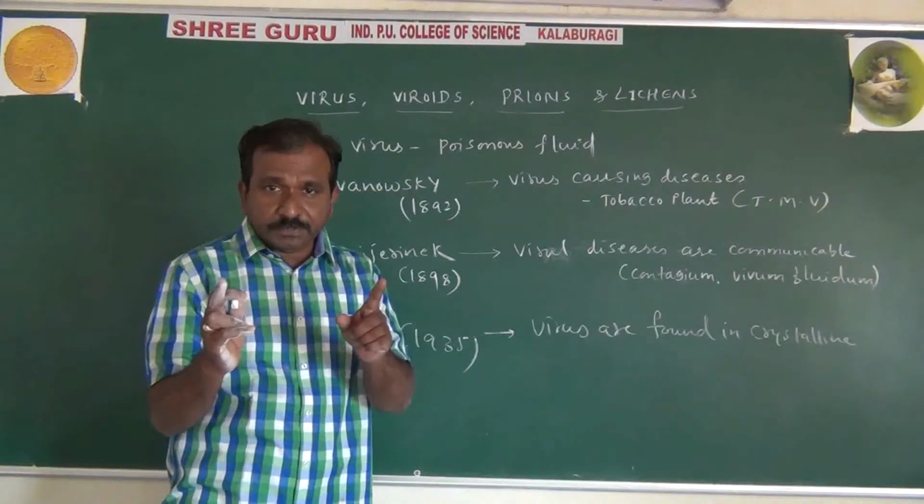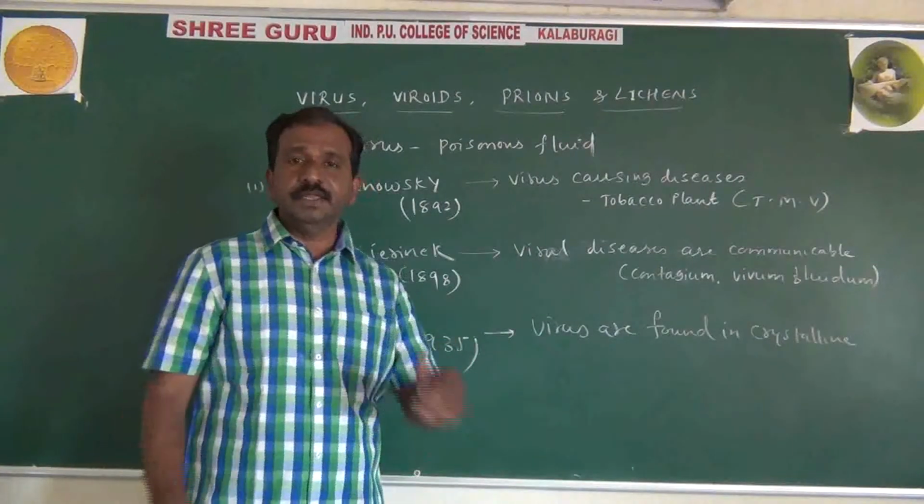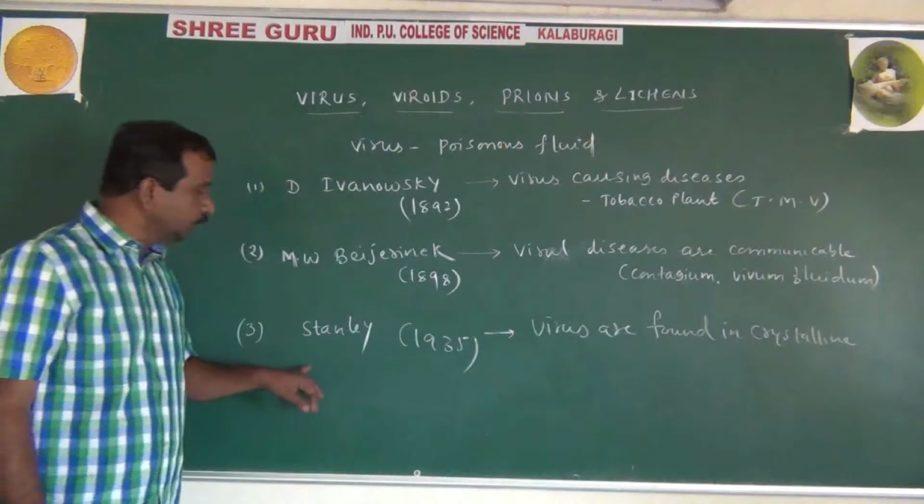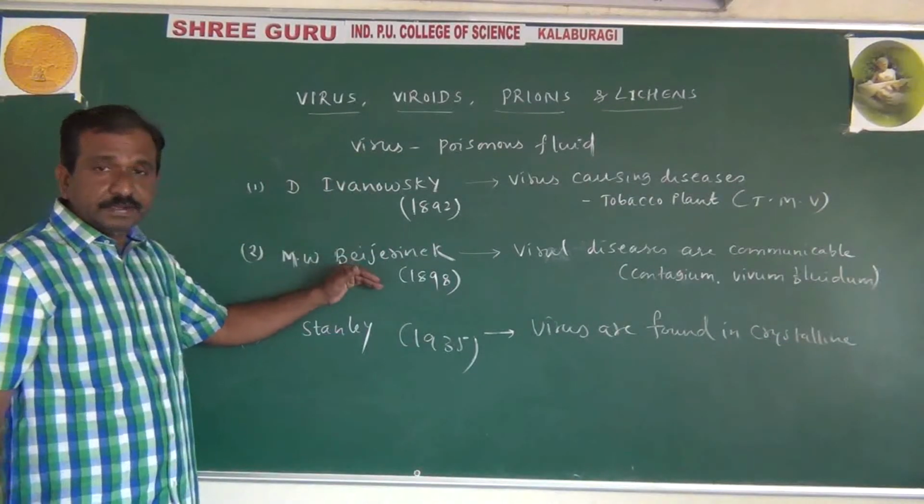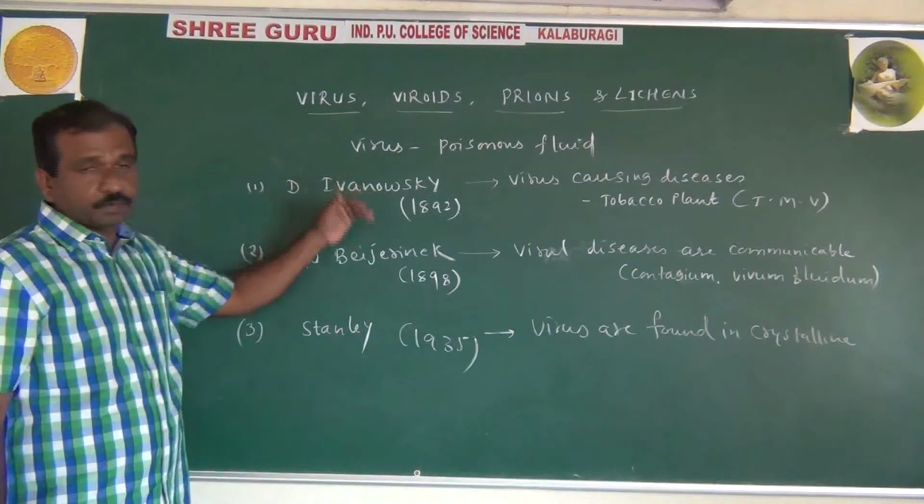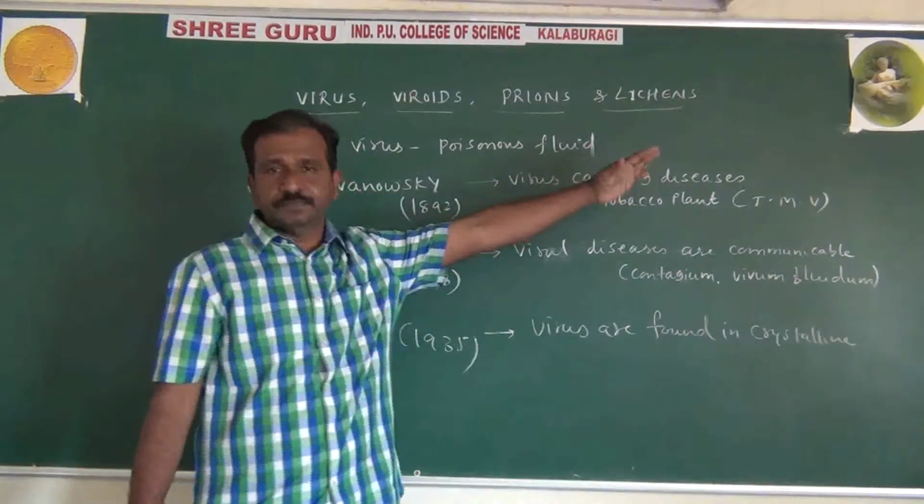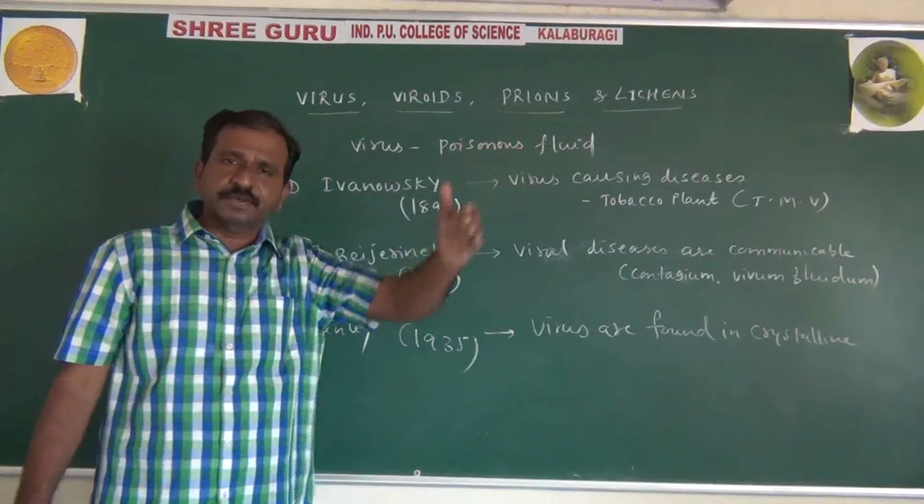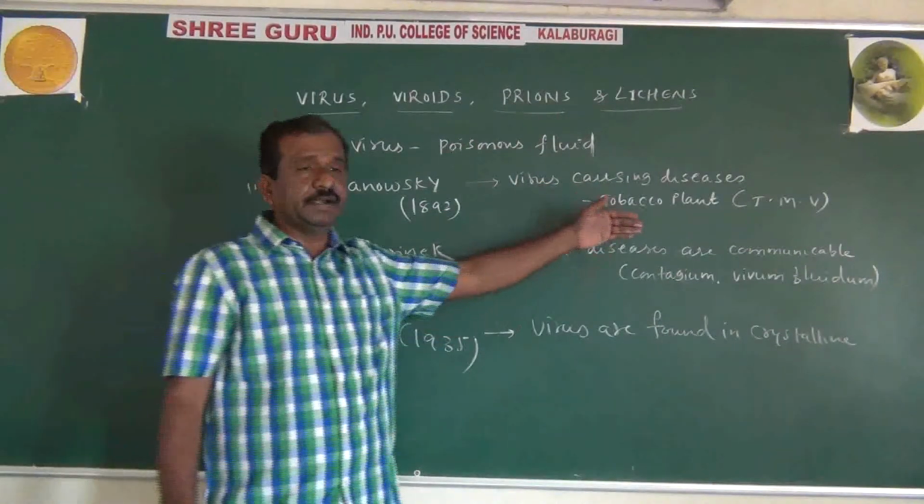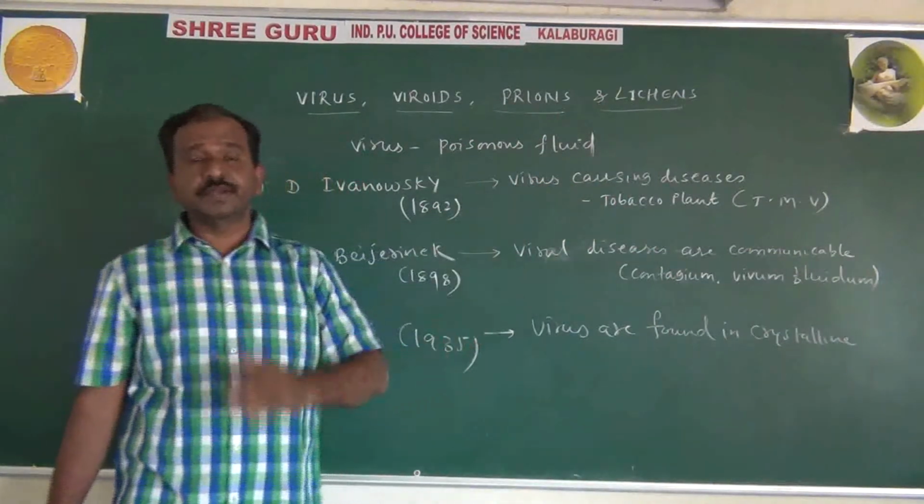It is going to protect the genetic material, DNA or RNA. So in this way, these are the three scientists who have explained about the virus. First one: viruses are causing diseases. He first observed this regarding the tobacco plant, like tobacco mosaic virus.